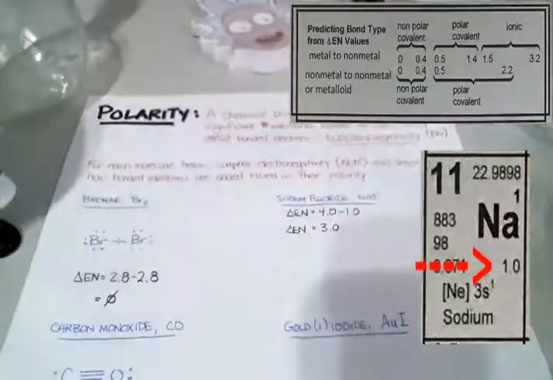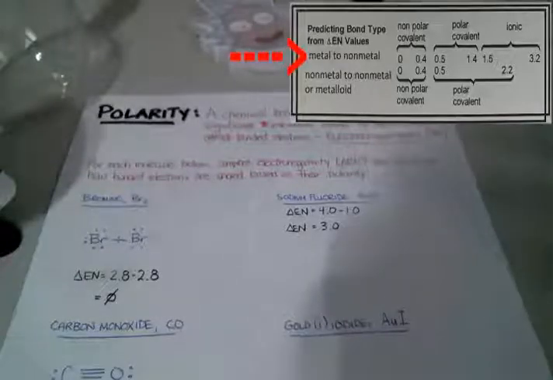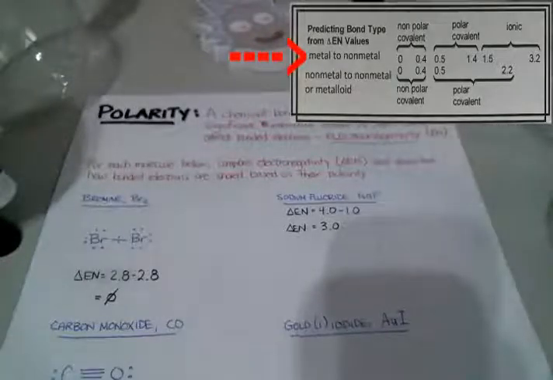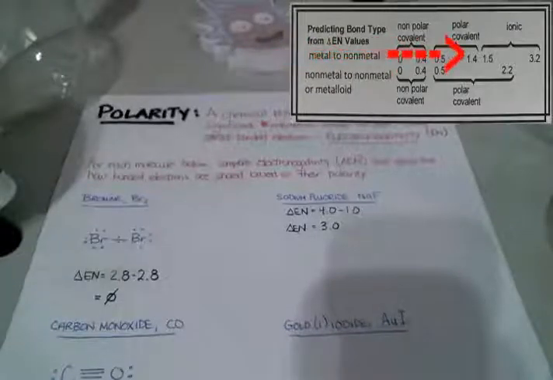Now, if we look at the table again, at the top there, we are going to be examining the part for metal to non-metal. Sodium's metal, fluorine is not. And you'll see that indicates that it falls in the ionic range, which if you look at the chart there, stops at 3.2. So this is one of the most ionic bonds that two atoms can actually have together.